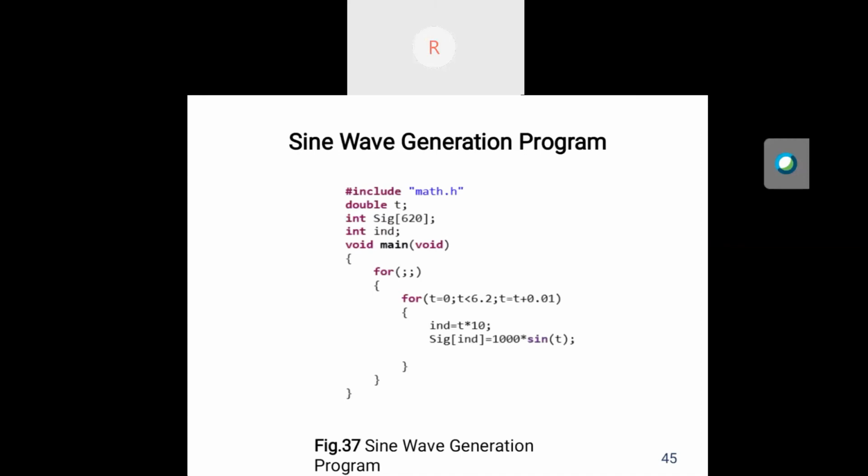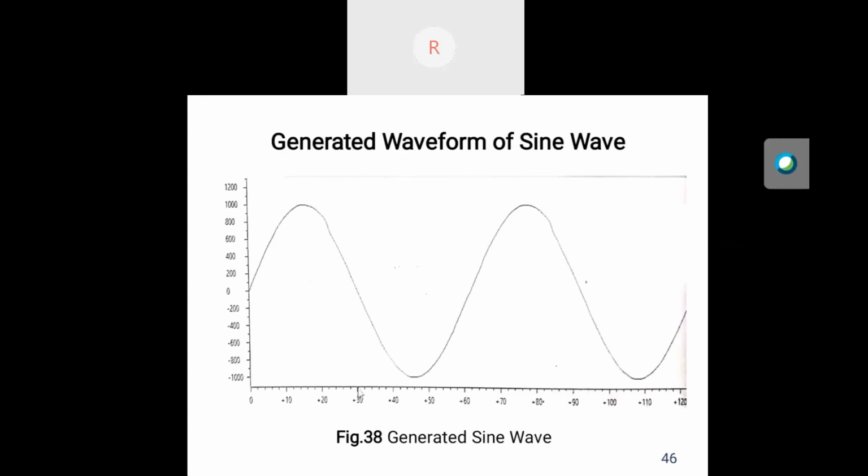Sir, I am able to change the amplitude of this waveform by changing the value written at the end. How much amplitude is there? Thousand, sir. So you plotted it where? Through CCS, no? Yes, sir. In CCS. Okay. Thousand amplitude is possible.